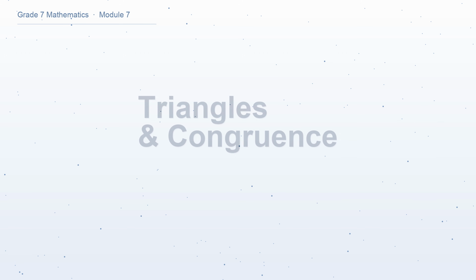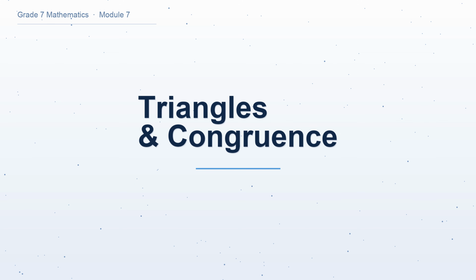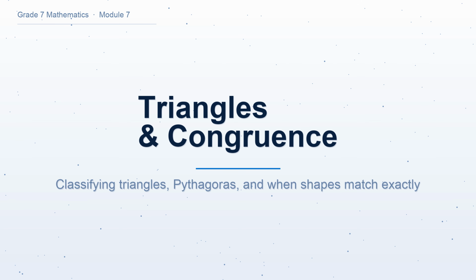Welcome to Grade 7 Mathematics. In this lesson, we explore triangles and congruence, the shapes that hold our buildings together, and the rule that links their sides. By the end, you will classify any triangle, use Pythagoras' theorem to find a missing length, and decide when two triangles are exactly the same.